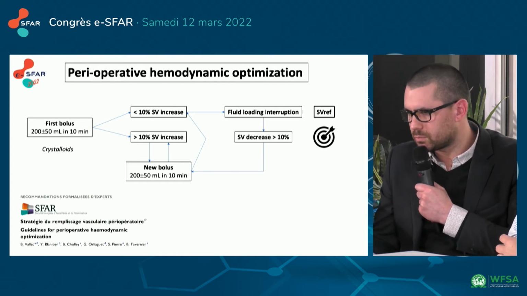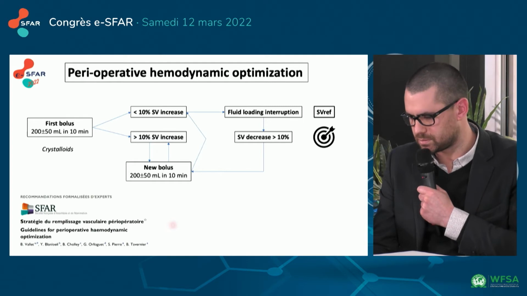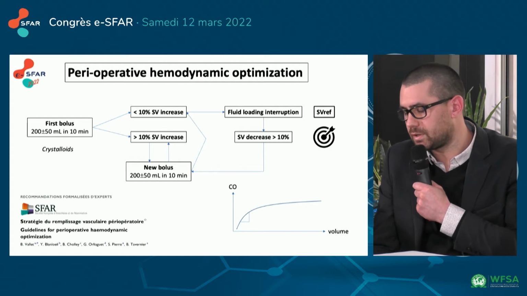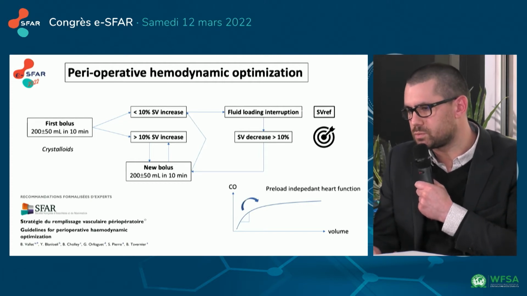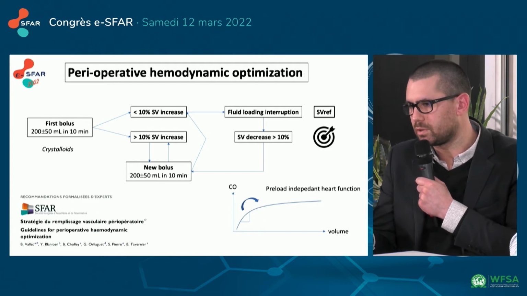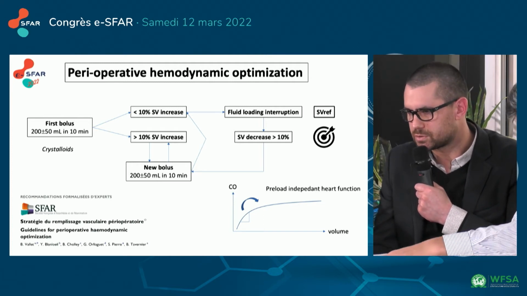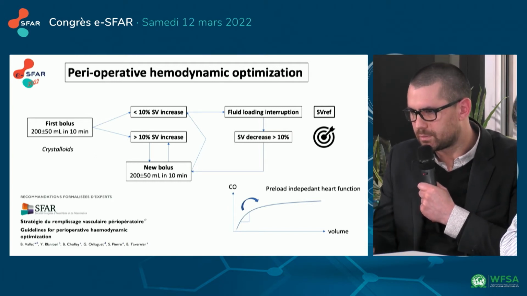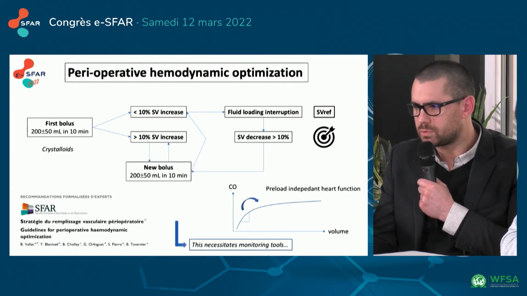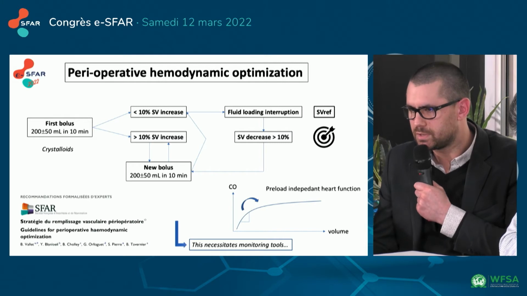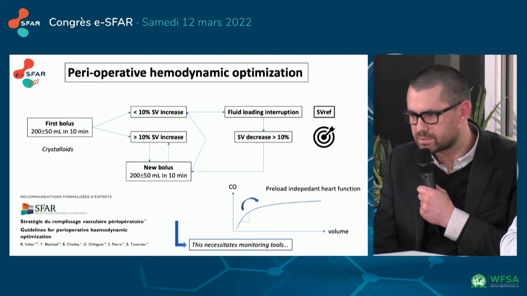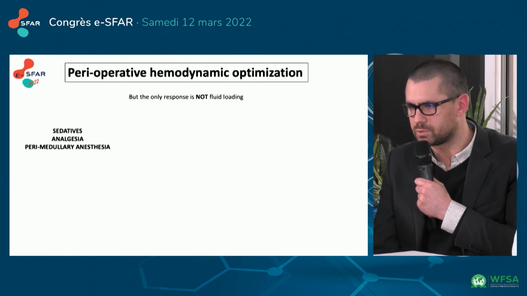So you can use algorithms such as this one, which has been published by the French Société of Anesthesiology and Intensive Care. And finally, the main goal of it is to place your patient on the preload-dependent heart function by improving the vascular content. But to do so, you have to use monitoring tools, and you can go back to the previous presentation to be convinced that you need to use monitoring tools.